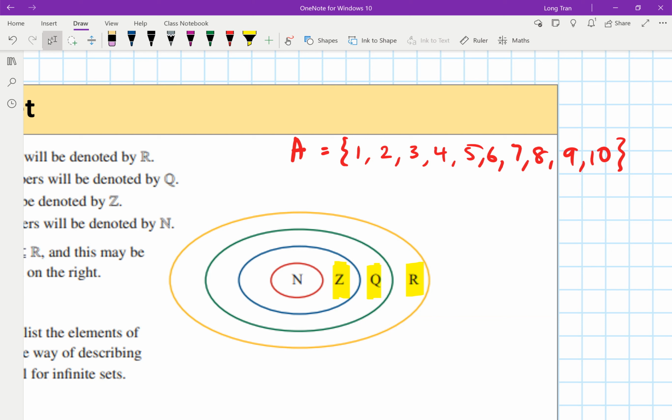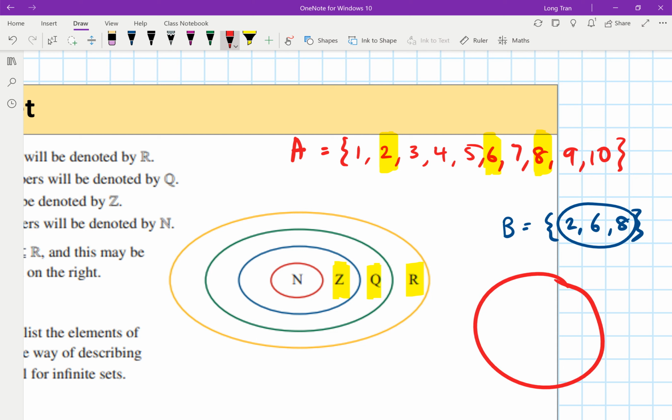All right, subset. Subset means that you are a part of this group. So say, for example, I said B, and I said the numbers for B in this group, I could have 2, 6, 8. Can you see how 2, 6, and 8 can also be found in A? So 2, 6, and 8 are already part of A. So if I were to visualize this for you, this is A, then B is only a part of that. So we call that a subset because it's part of it.